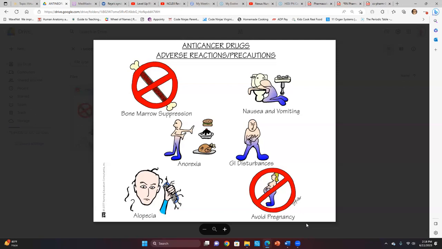And we also will use bleeding precautions while the patient is taking anti-neoplastics, because sometimes when patients are taking anti-neoplastics, they may be given blood thinners. So we have to use our bleeding precautions.